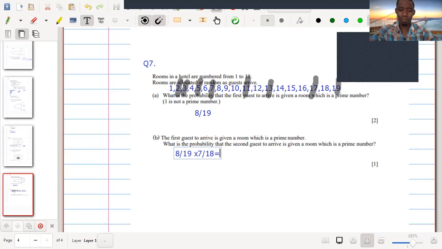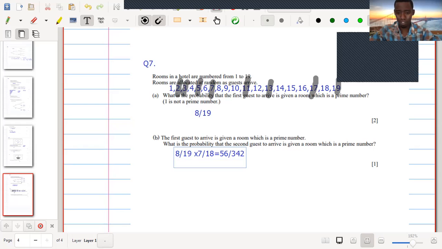So in this case, we shall have 8 times 7, which is simply 56, over 19 times 18, which is simply 342. Then you simplify. I can simplify by 2. By 2, I get 56 divided by 2 is 28. What about by 4? If you take 56 by 4, I get 14.